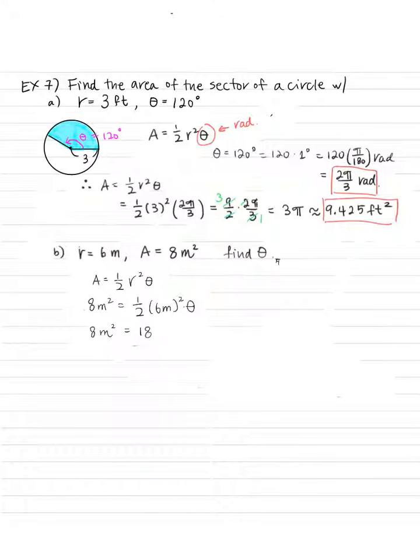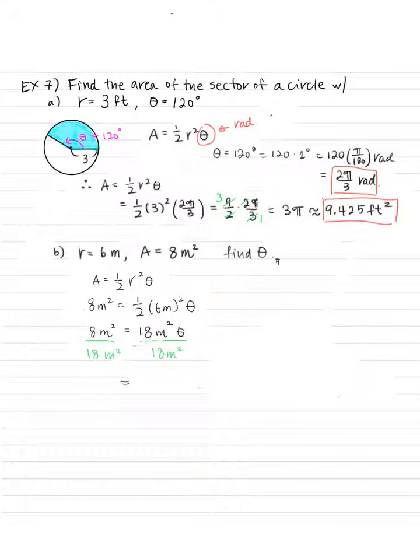So we get what? 8 square meters equals 18 square meters. Is that right? 6 times 6 squared is 36 m squared, and dividing by 2, yeah, so it should be 18 square meters times theta. Alright, since we're solving for theta, let's divide both sides by 18 square meters.